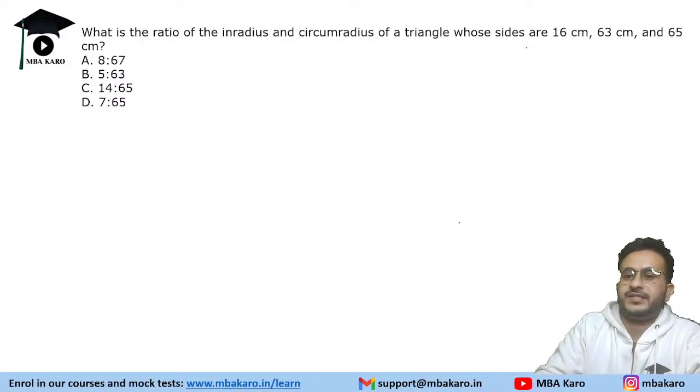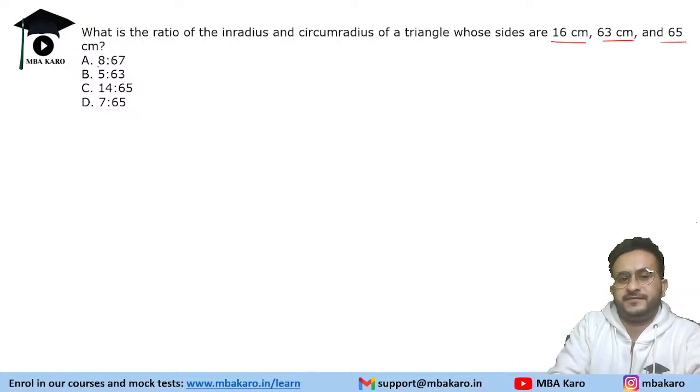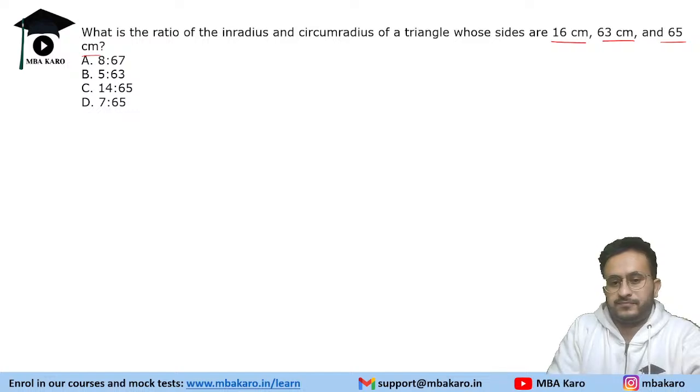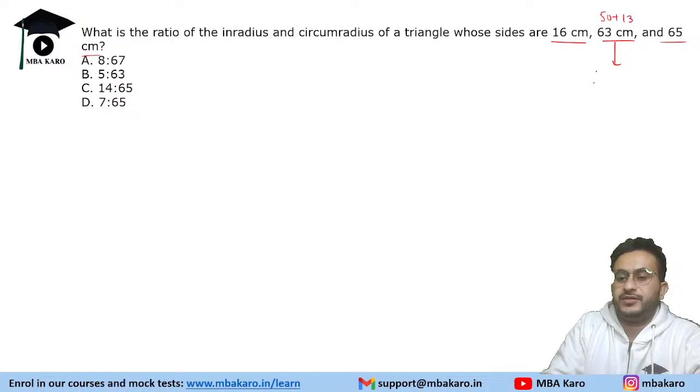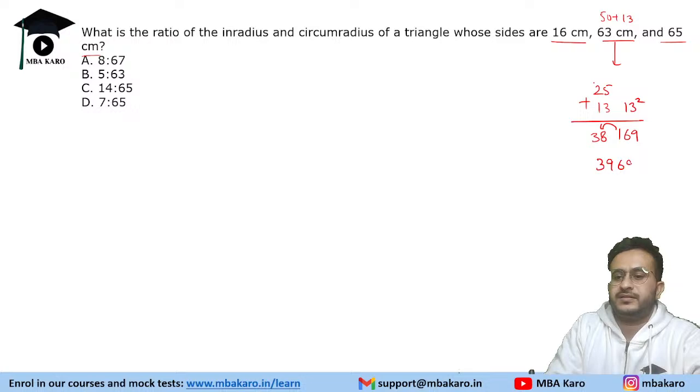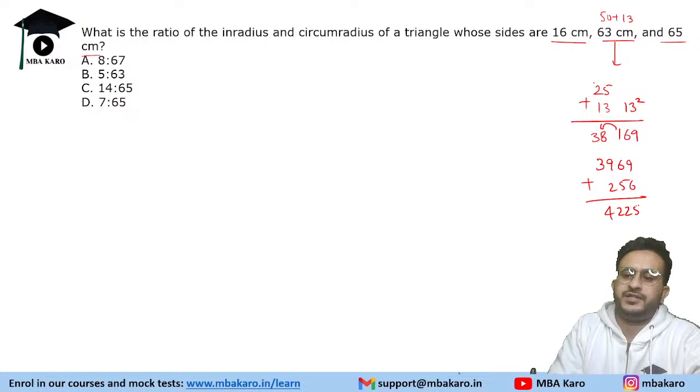What kind of triangle will this be? 16, 63 and 65. Okay, let us square 63. 63 squared is 3969. This is 256 and this becomes 4225, which is 65 square. Okay, so this is a right angle triangle.